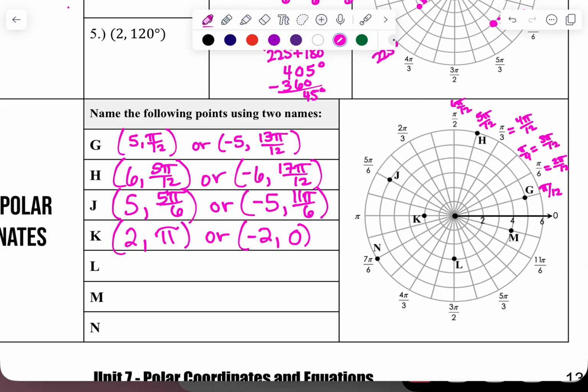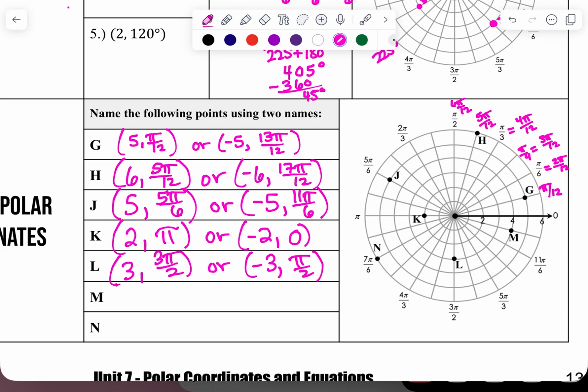All right, letter L. 1, 2, 3. So we're 3 units out, and we're at the 270 degrees, or 3 pi over 2. Or it could be -3 and pi halves if I subtract pi. So 3 pi over 2 minus 2 pi over 2 gives me 1 pi over 2.